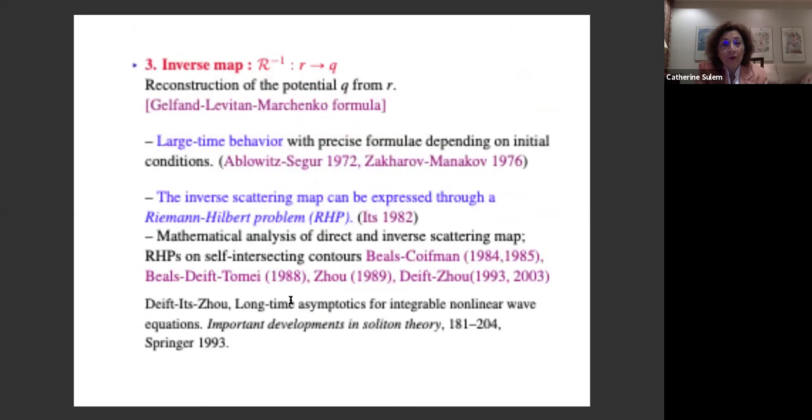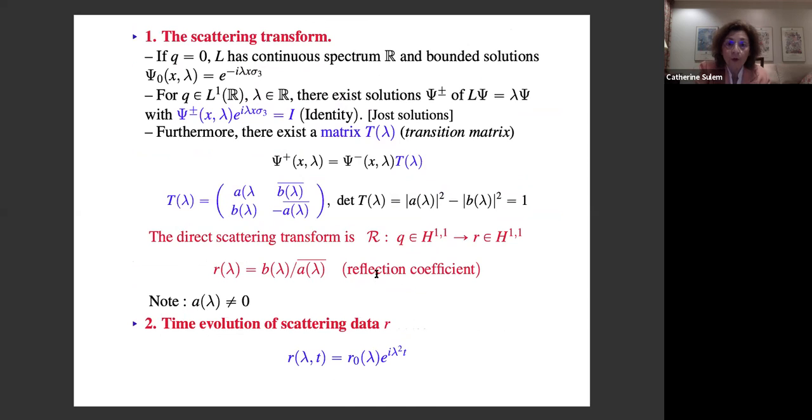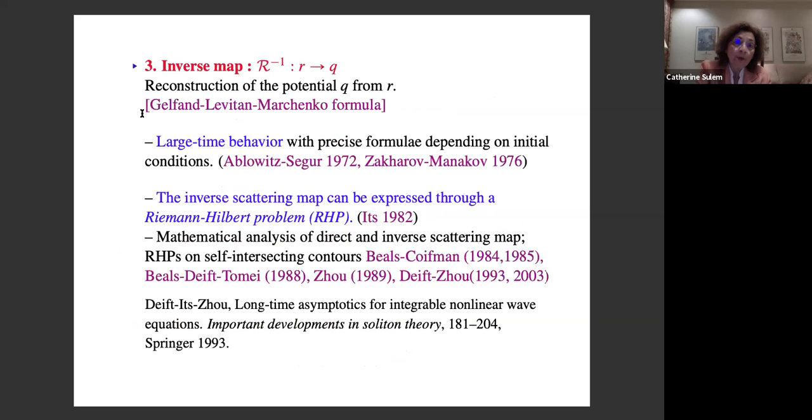And the third step is the inverse map: if one knows the reflection coefficient, how can we construct back the potential? In the original papers, it was done through the Gelfand-Levitan-Marchenko formula. And Ablowitz-Segur, Zakharov-Manakov analyzed it and gave very precise formulas on the large time behavior depending on these initial conditions.